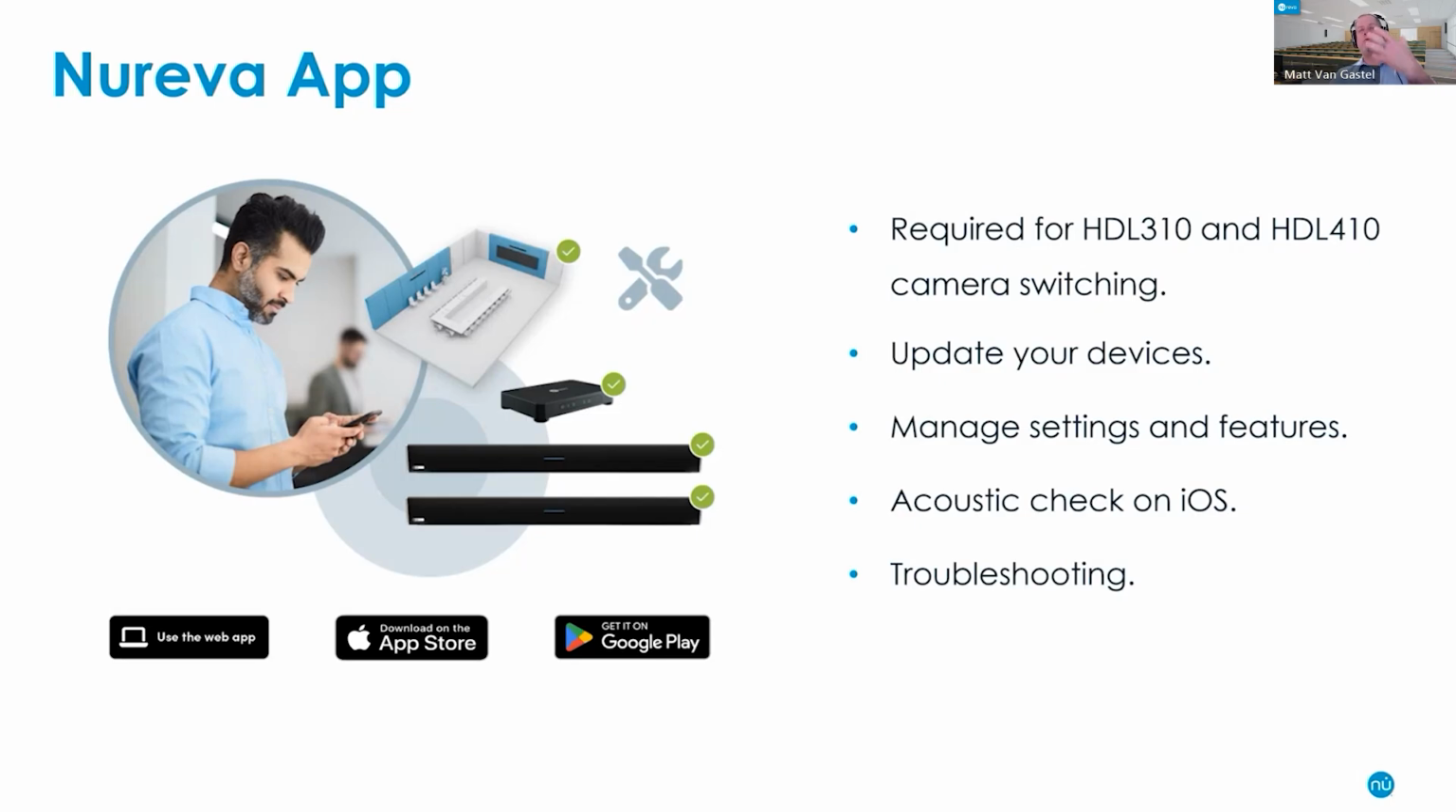However, if you are setting up camera switching, you do need access to the app. The app, again, is available as a mobile download to your iOS or Android device, or you can use it on a Windows PC. You use this app to update your devices, manage settings and features. You do that acoustic check on iOS like I was talking about, as well as a host of troubleshooting tools. But again, access to this app is required for HDL310 and HDL410 camera switching. More on that on our support site, support.nureva.com.